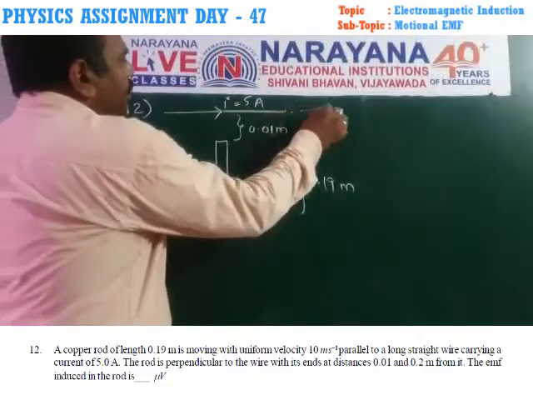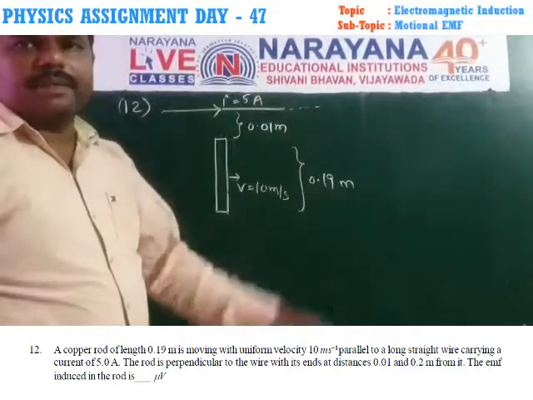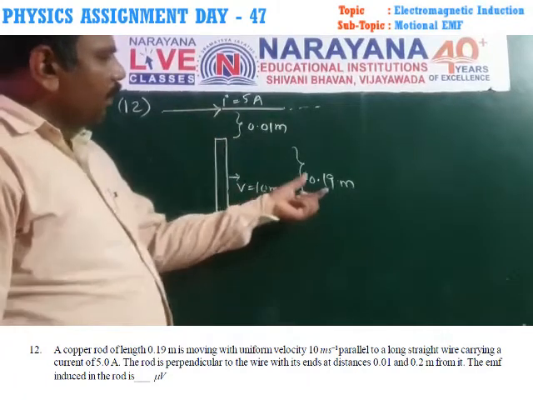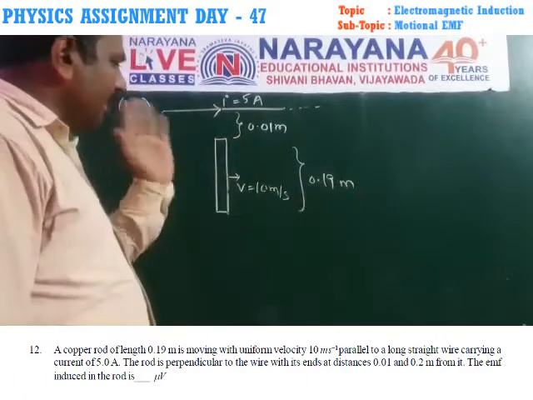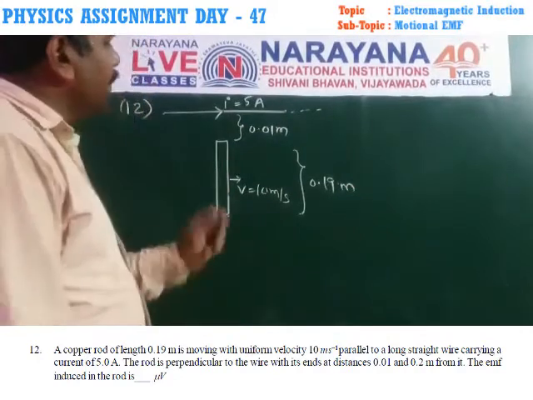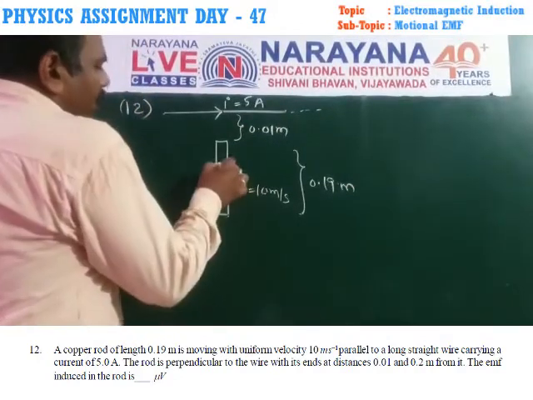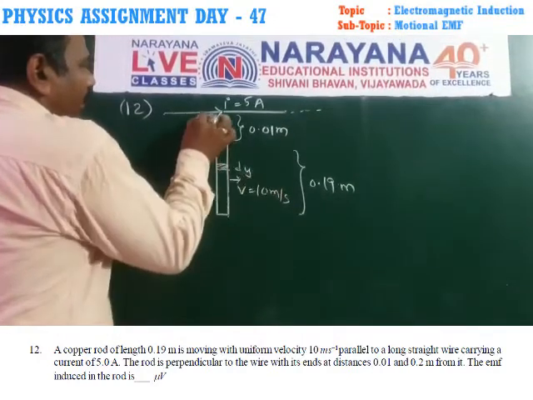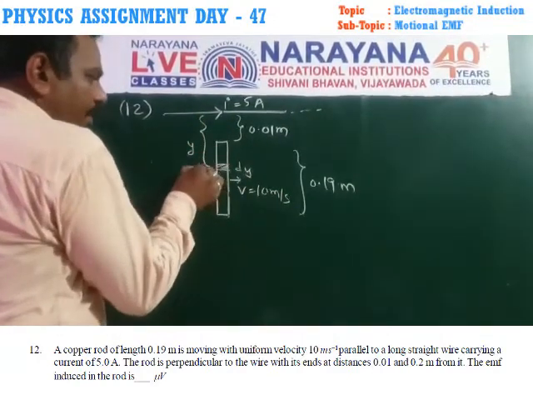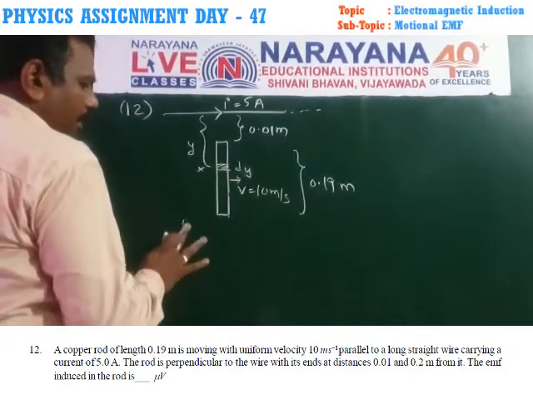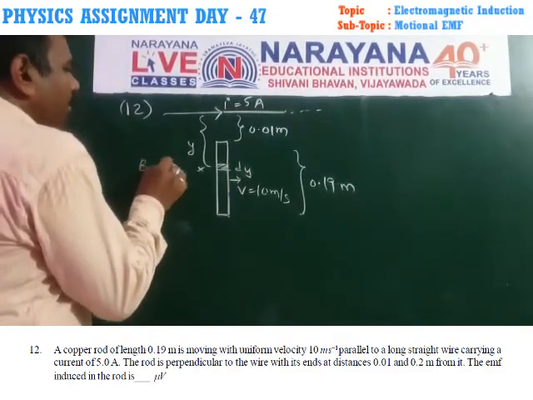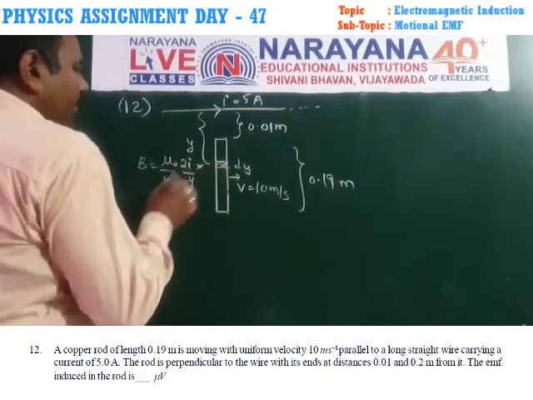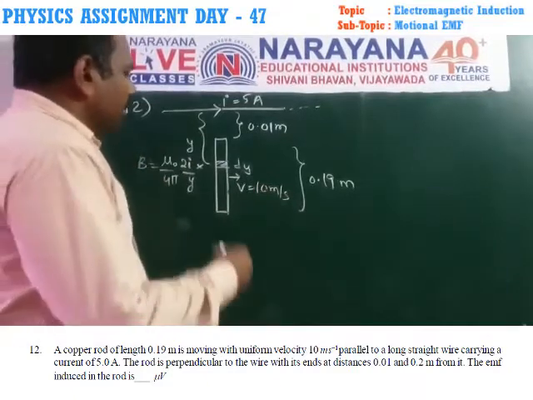An infinite straight conductor carrying a current of 5 amperes and a straight conductor of length 0.19 meters are arranged like that, and it is moving with velocity 10 meter per second. First of all, take a small elemental part here. This is dy. Take an element dy at distance y. It produces how much field? The magnetic field is B equal to mu naught by 4 pi into 2I by y.